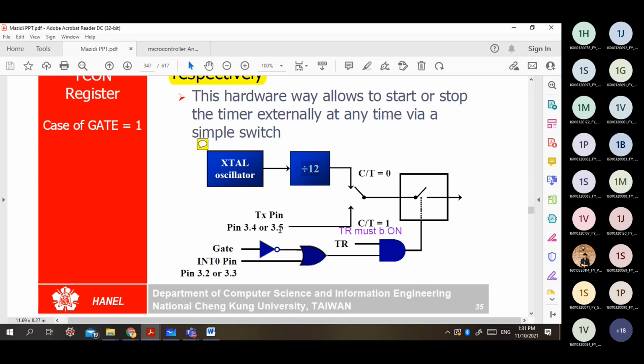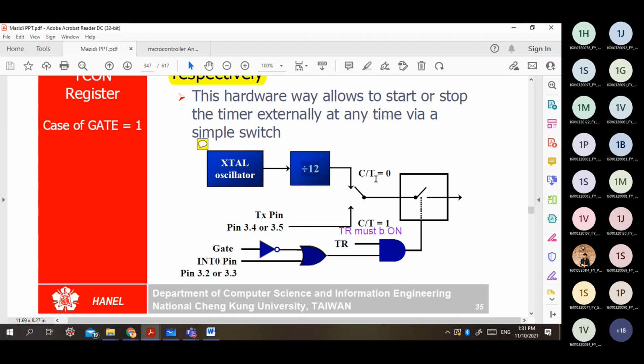If you remember, we have seen port number 3, in which 3.4 and 3.5 are for timer 0 and timer 1. Getting it? That is T0 and T1. So here you have to apply the appropriate frequency. If you're dealing with timer 0, then you have to apply it at pin 3.4. If you're dealing with timer 1, then you have to apply it at pin 3.5. Fine. So this is the use of C/T bar.